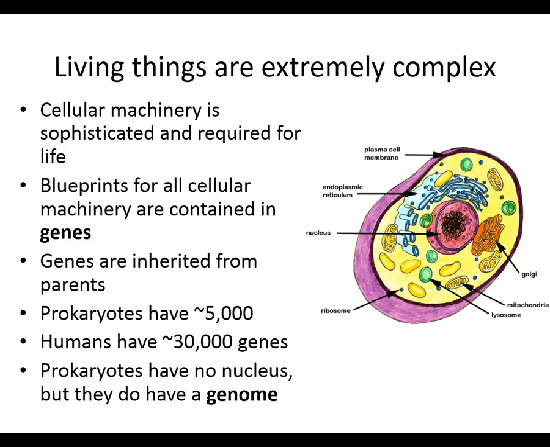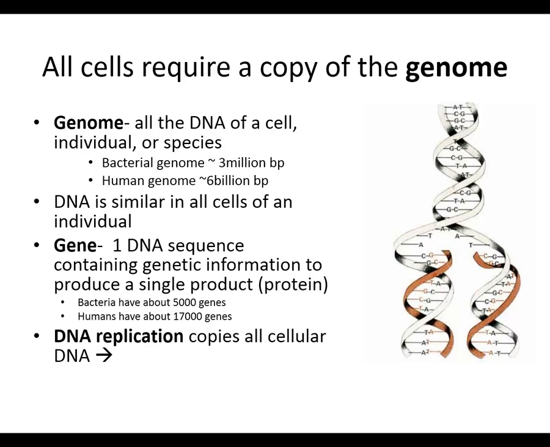Okay. So living things are complex. This is a picture of a eukaryotic cell, and it's got a nucleus, and it's really complex. It's got all kinds of organelles inside. But prokaryotic cells are still very complex. And in order to make a eukaryotic or a prokaryotic cell, you need DNA, right? The DNA is the blueprint to make all of that stuff.